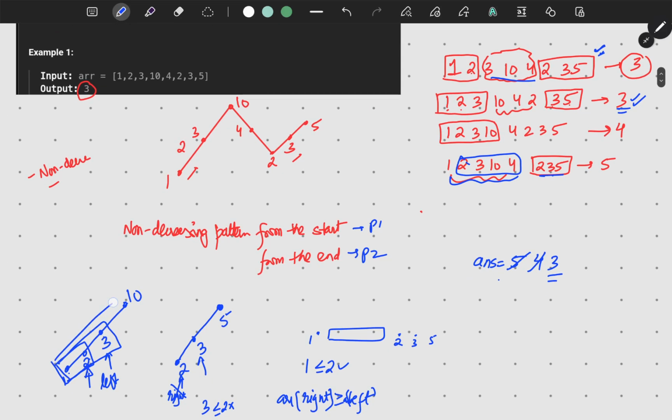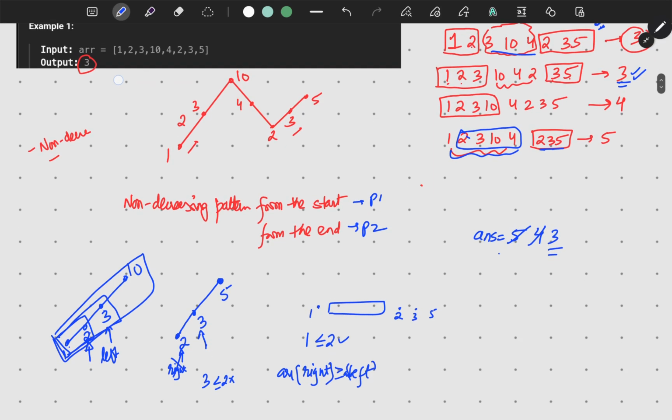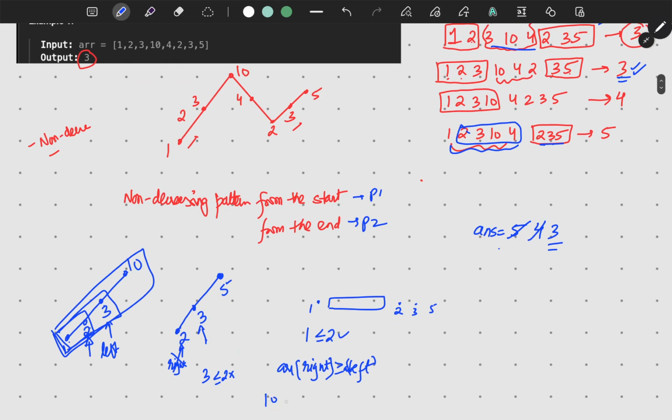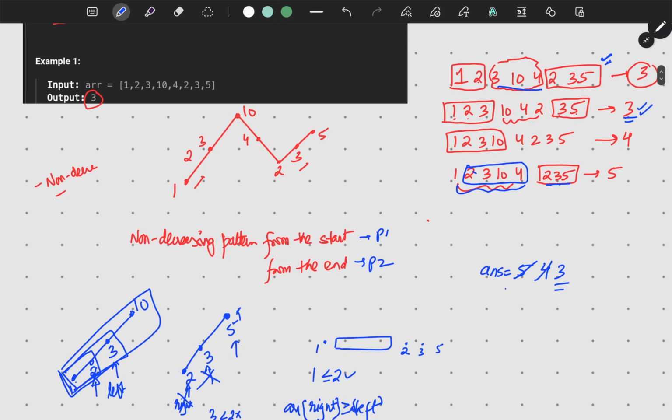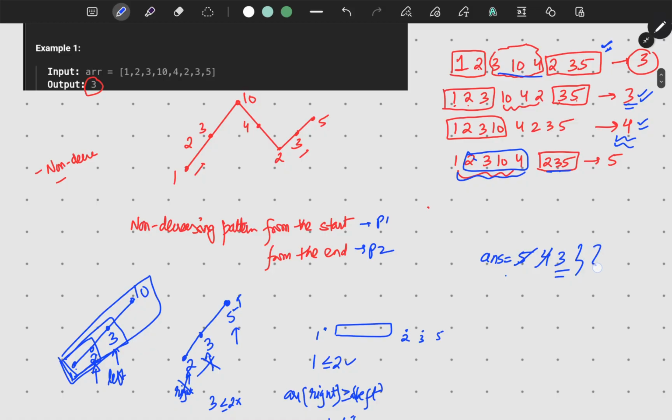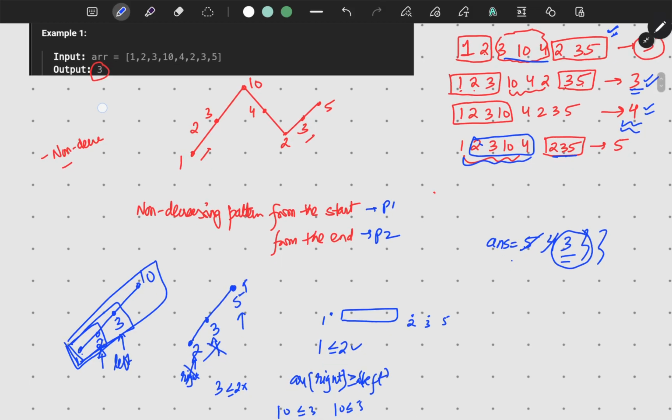Now we would take this 1 2 3 10. Now 10 is not less than or equal to 3, so we would move this pointer. 10 is not less than or equal to 5, so we would move this pointer, and there are no elements left. That means we are now considering this pattern, and here the answer is 4, but since it's not the minimum, we will not update our answer, and so our answer is 3.